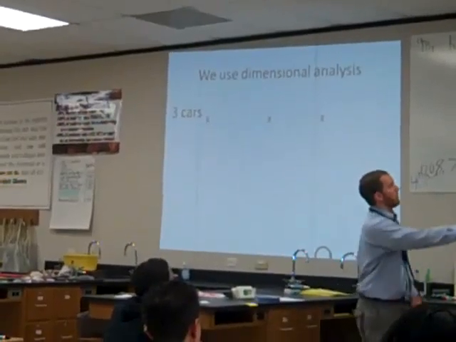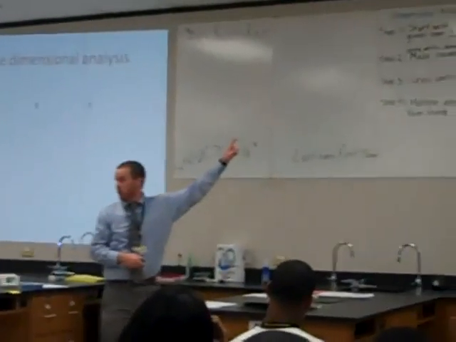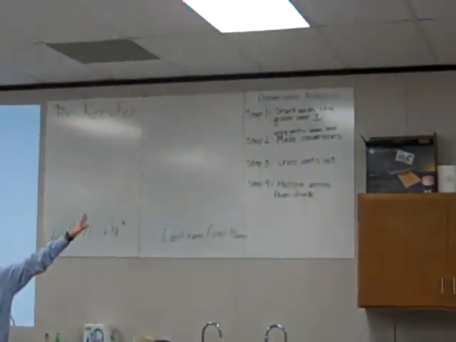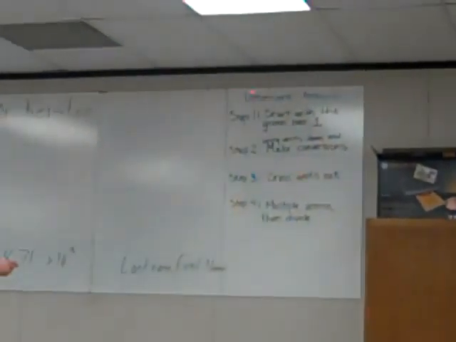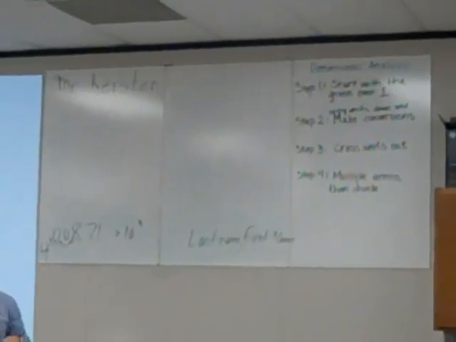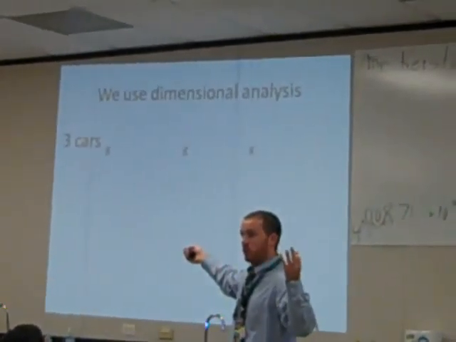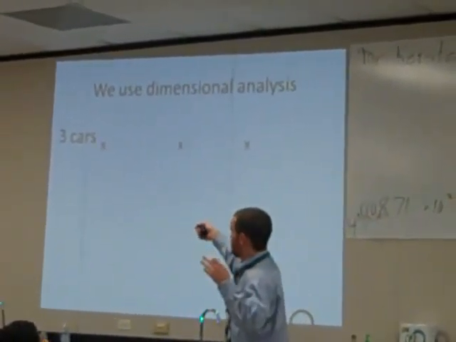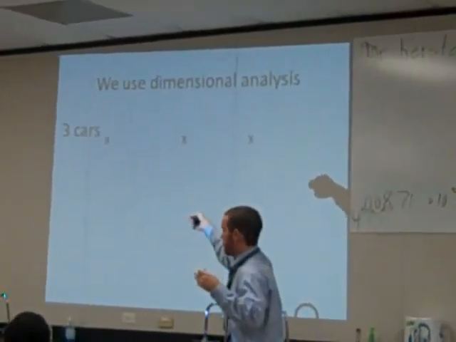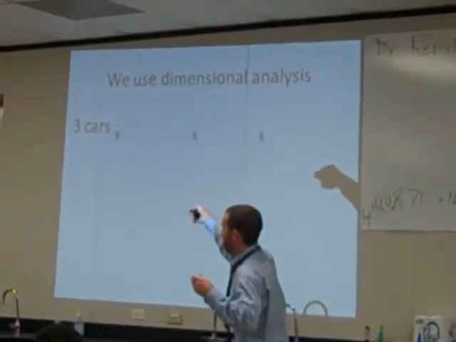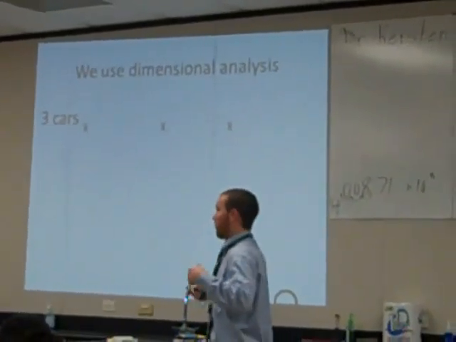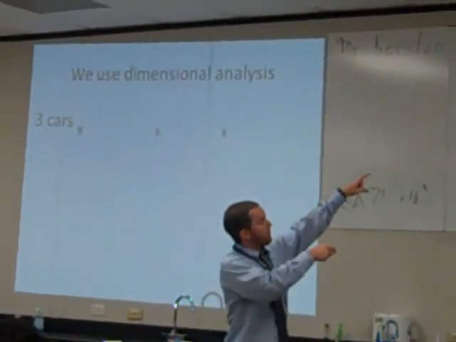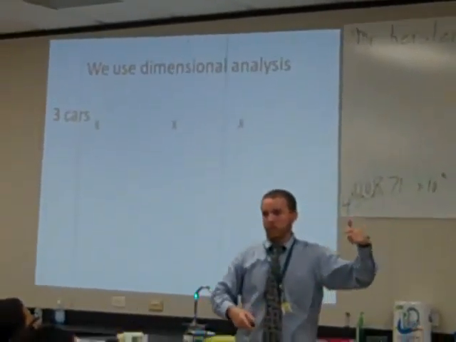So the first step, I wrote them all up here for you. Whenever I ask you a question, reference that. That's why I put it up there for now. Step 1: start with the given over 1. In this case, 3 cars is my given. I have 3 cars, how much is it going to cost? So 3 cars, and I didn't put over 1, so just imagine there's a line there with a 1. 3 cars over 1.